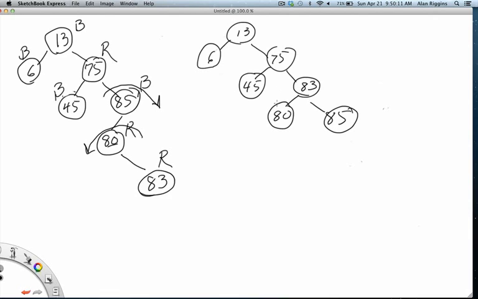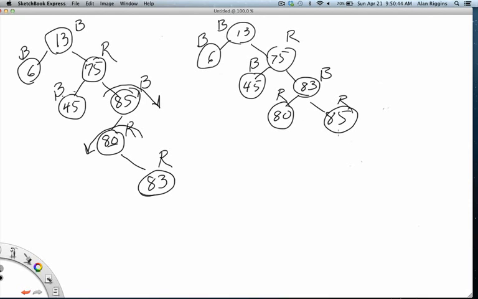Now recolor these three nodes that we have just rotated. The 83 was red, but it is now black. The 80 is red. The 85 is red. The 75 is red. It did not change. Black, black, black. Again, we have the same number of black nodes from root to leaf. This tree looks like it's extremely unbalanced, and in fact it is. But we shall see what happens when we continue to add nodes.